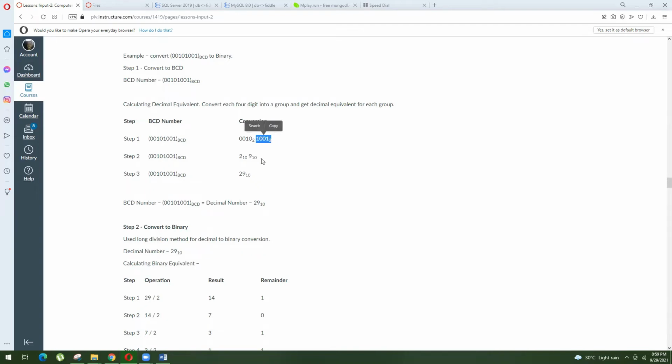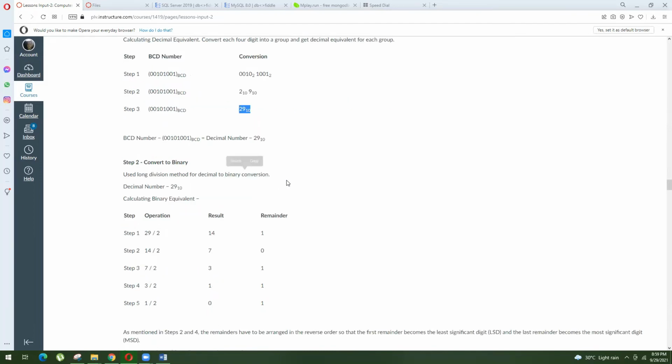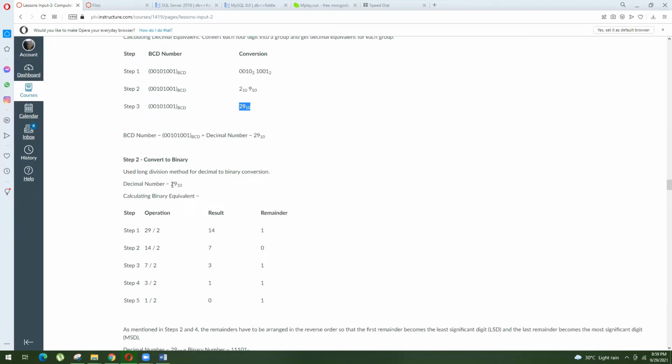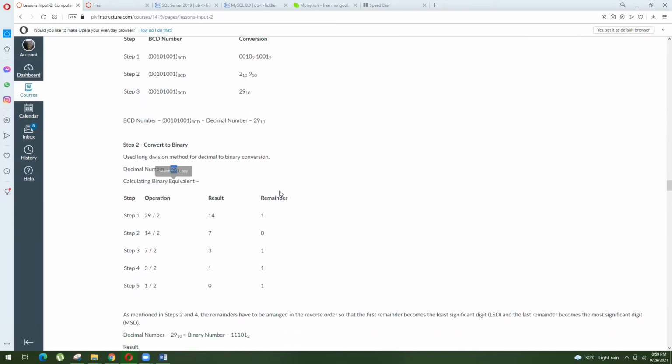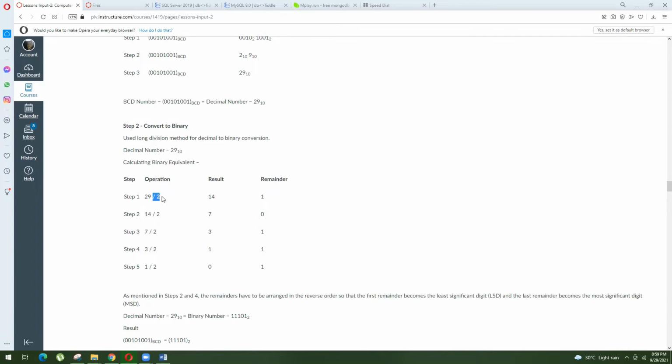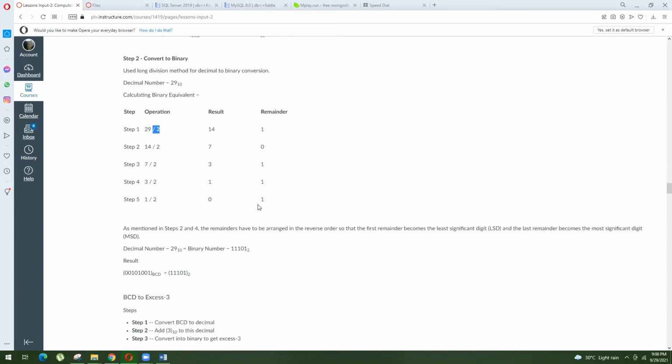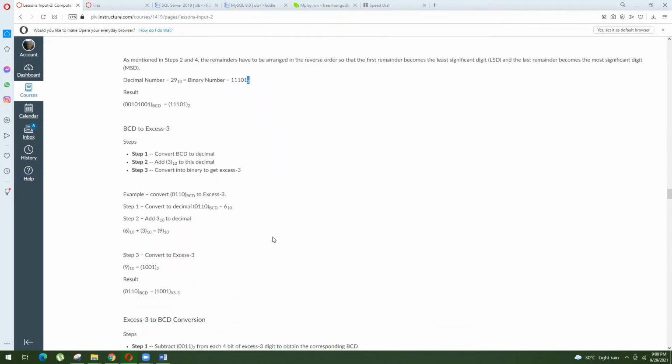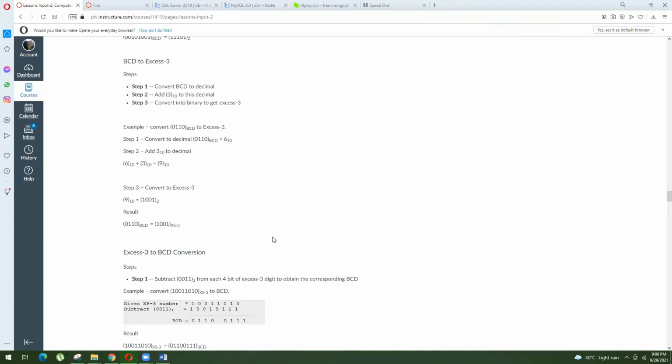Convert it into, or get the decimal equivalent. So this is 2, this is 9. Concatenate, we have 29. Then, after doing that, convert the number into binary. How do we convert decimal into binary? Divide it by 2. So the equivalent will be 11101 base 2. Okay. How about BCD to XS3?